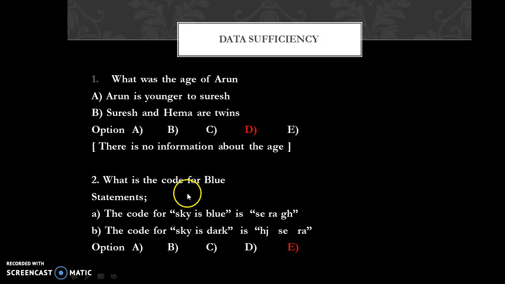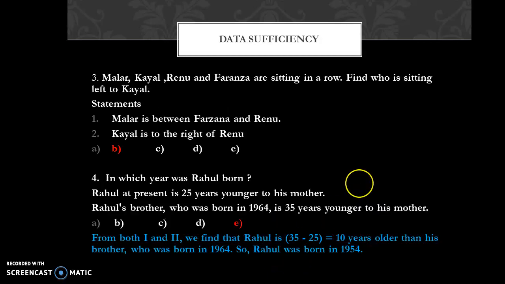So what you want to understand is the code for blue. You need both of these statements to get the answer for this question. So which option is the correct one? Option E is the correct one. Both statements are needed to answer the question. So option E is the correct answer. Okay. Let's look into the next question.